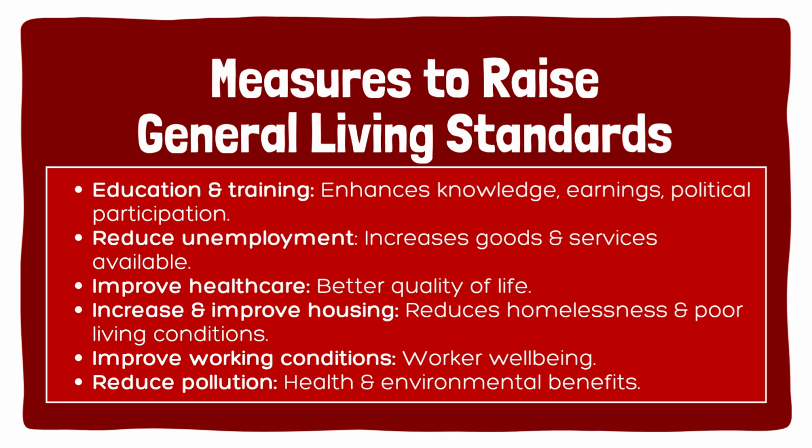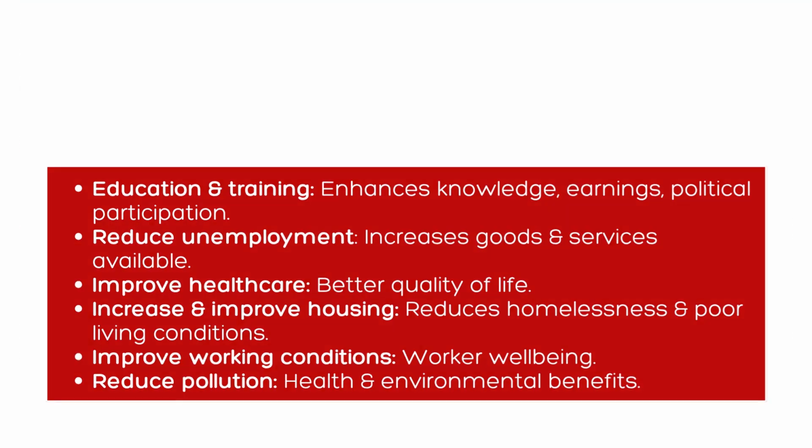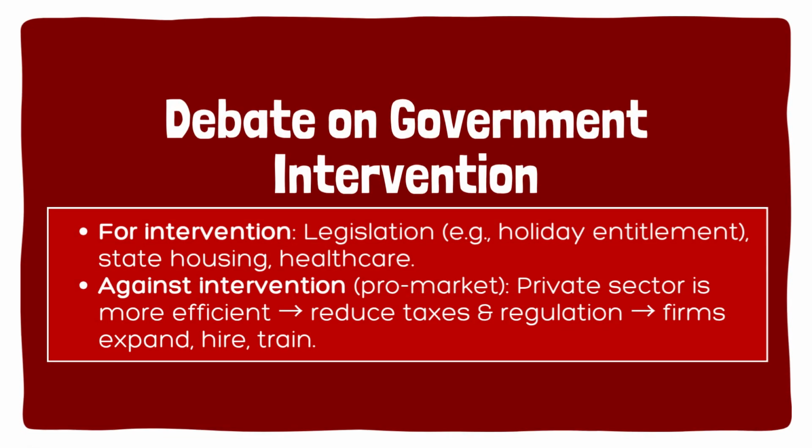Efforts to reduce poverty are closely linked to improving overall living standards. Enhancing education and training increases people's skills, income potential, and participation in society. Reducing unemployment raises output and improves access to goods and services. Other important measures include improving healthcare, housing, working conditions, and reducing pollution. Economists, however, differ in their views on the role of government in achieving these improvements.